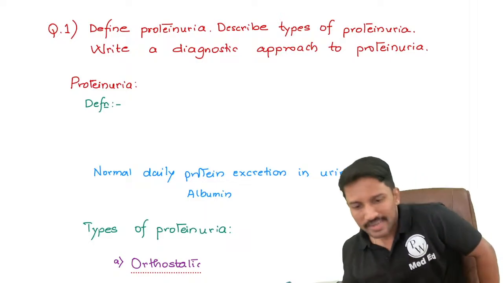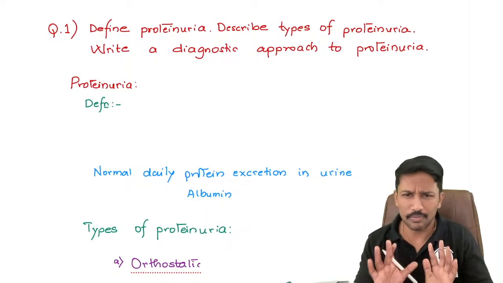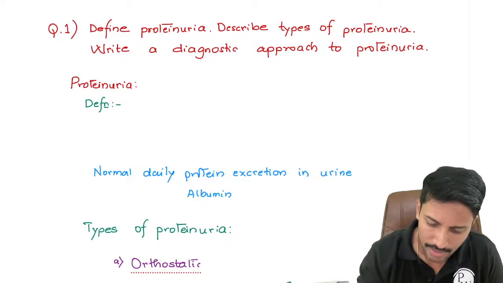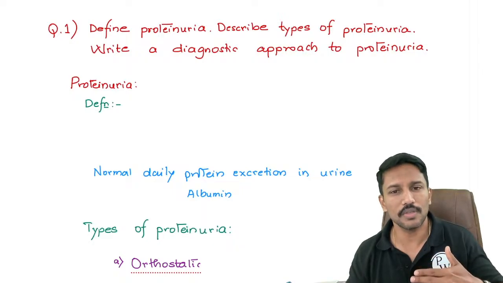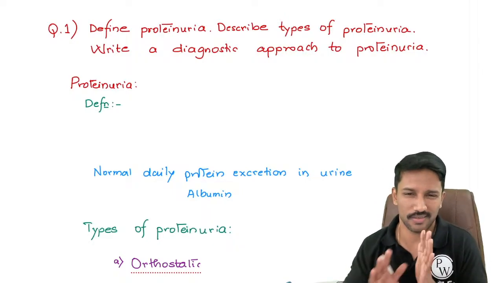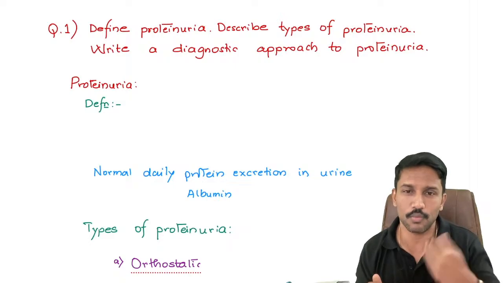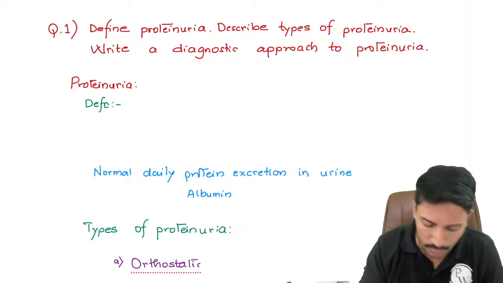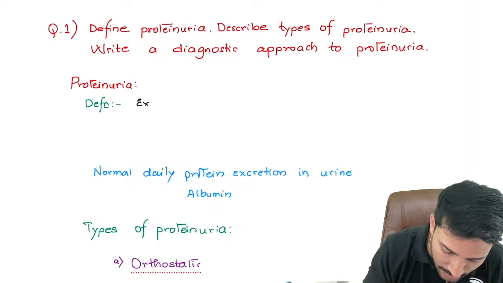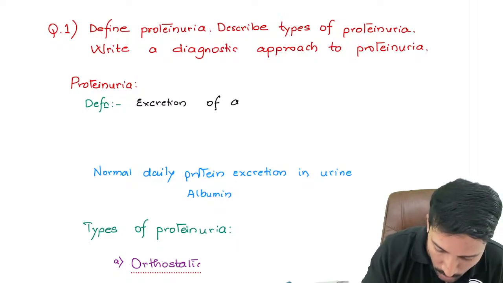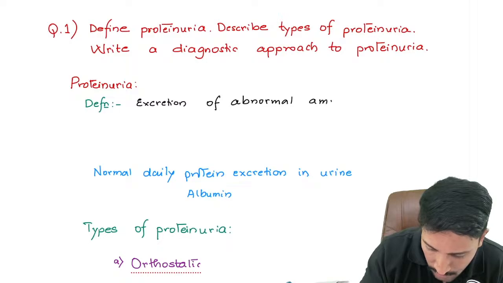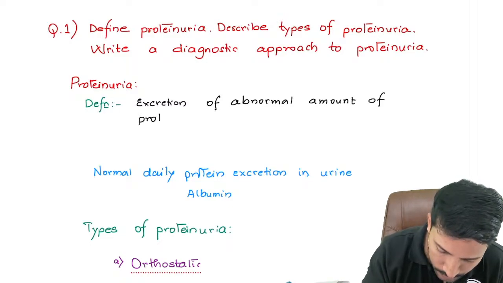Well, how do I define proteinuria? Simple conceptual definition is excretion of abnormal amount of protein in urine. That means some normal amount of protein is excreted in urine, but when it is more than that, we will call it proteinuria. So you can write it as excretion of abnormal amount of protein in urine.